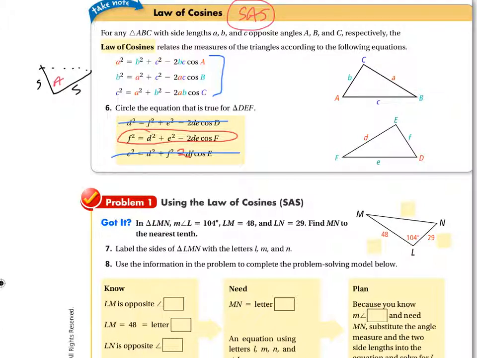Why wasn't the first one wrong? The first one was wrong because the DE right here, and so you might want to put right underneath here, the DE right here was not the same as the F and the E that were here. So whatever these two sides are here, those have to be the same over here. Does that make sense? Okay.